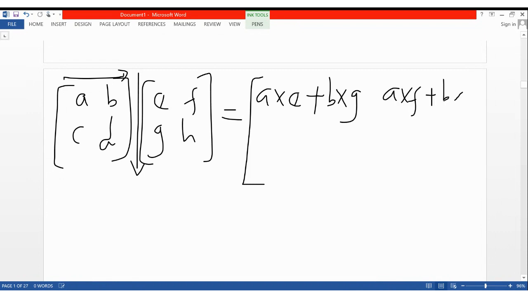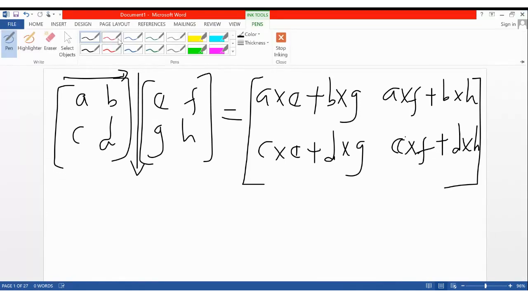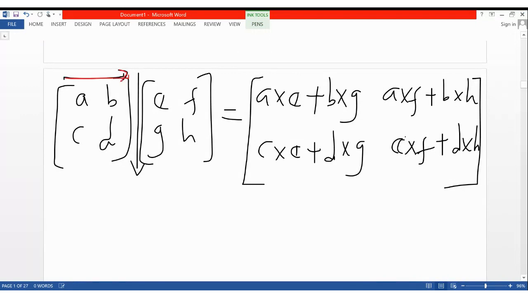Then when you go to the lower one, you'll have C times E plus D times G. And finally, we shall have C times F plus D times H. So that's how you do it. You go basically row, column, always. Row, like that, and then the column like that, going down. So that's how you multiply two matrices.